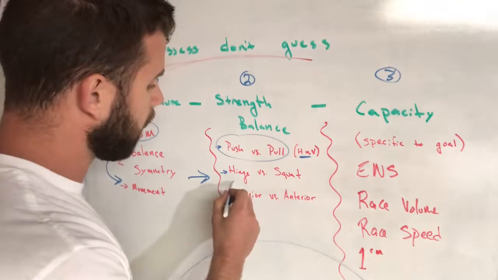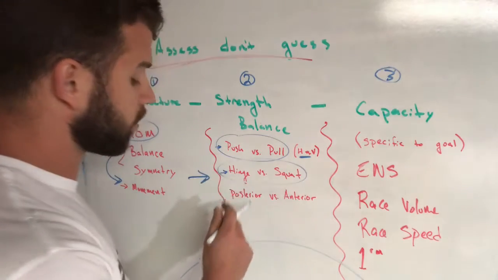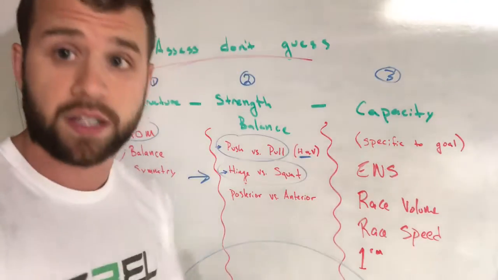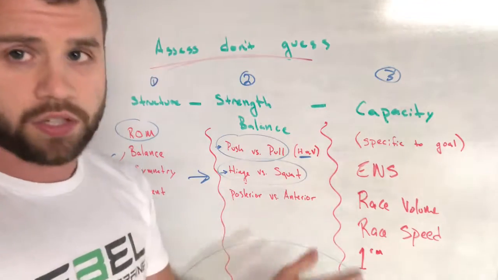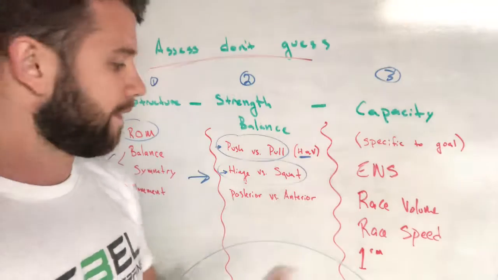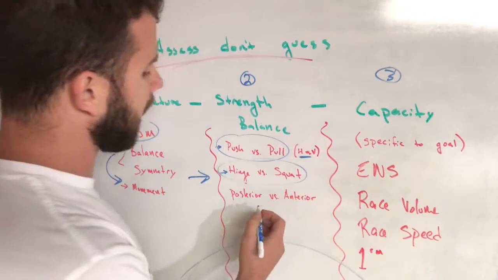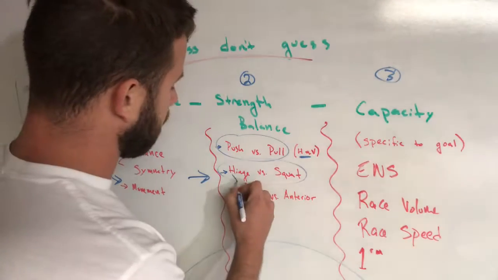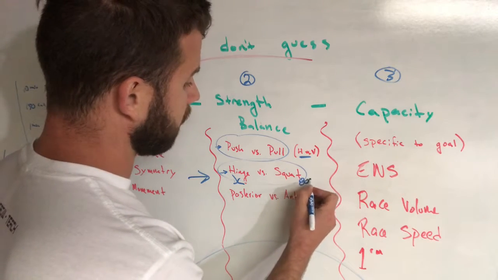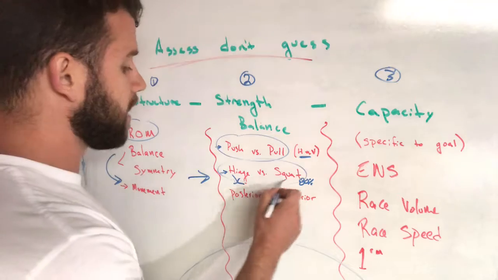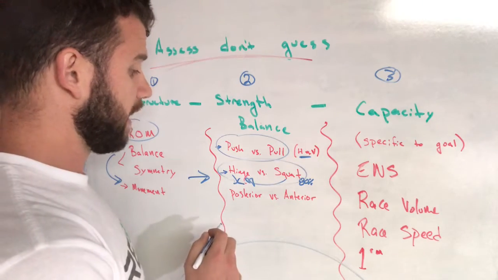Then over here we have hinge versus the squat. So the hinge is a bending pattern: a deadlift, an RDL, a good morning. And then the squat is a squat, a front squat, back squat, that kind of stuff. And so what we're looking at here is if we're doing a deadlift versus squat, we're looking at 80%. We want the squat to be about 80% of the deadlift.